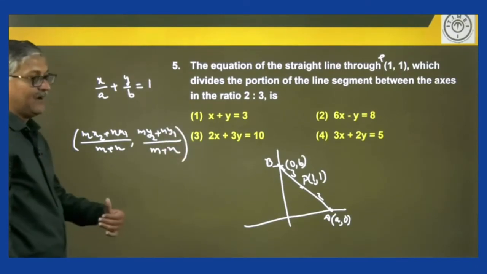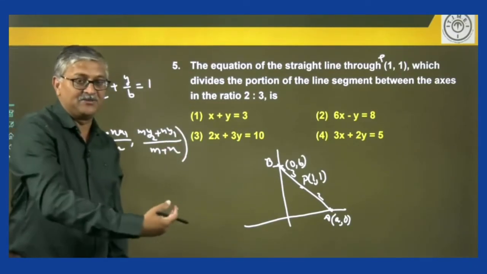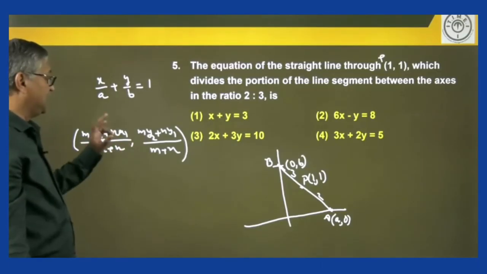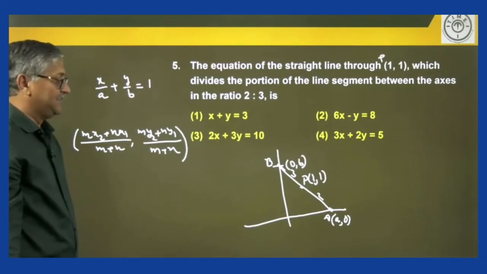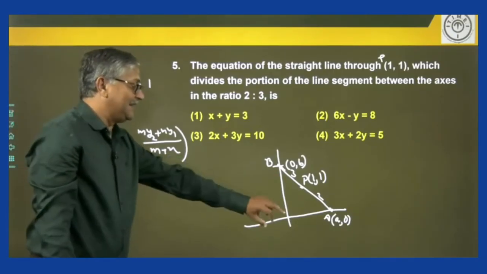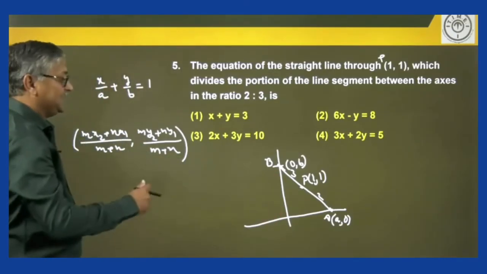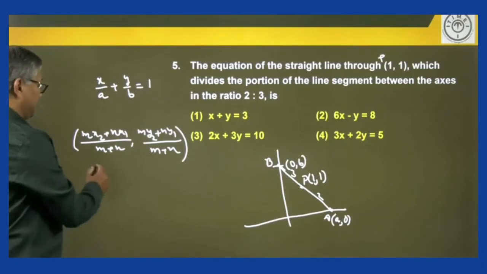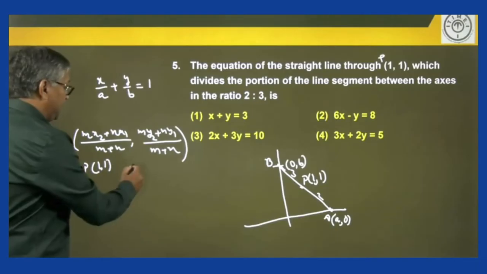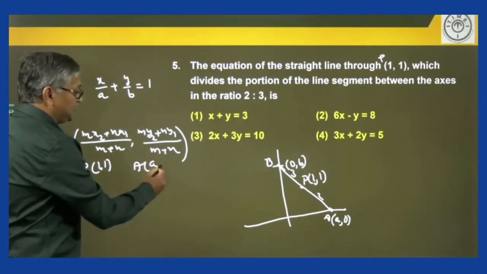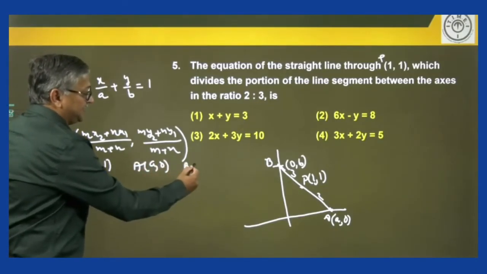If a point divides a line joining two points in the ratio m:n, then it is (mx2 plus nx1) by (m plus n), (my2 plus ny1) by (m plus n). Clearly, here P divides AB in the ratio 2:3.